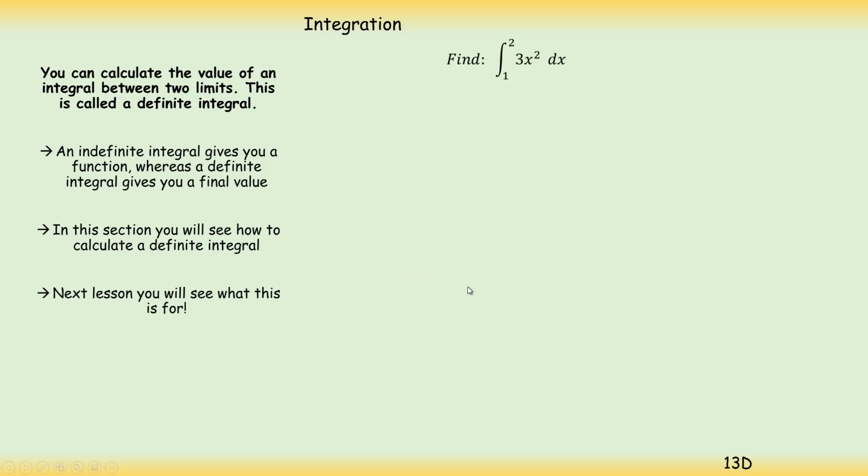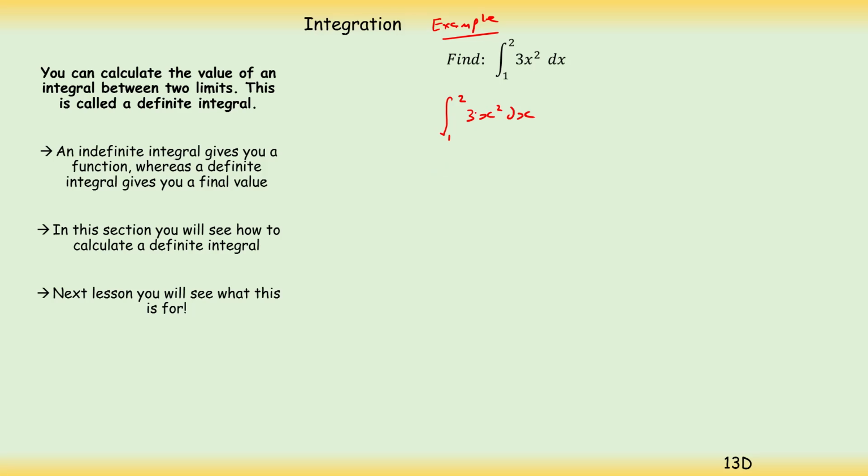So here we've got to integrate 3x squared with respect to x. Let's call it our example. We've got to integrate 3x squared with respect to x from 1 to 2. So let's do that: from 1 to 2, 3x squared with respect to x.